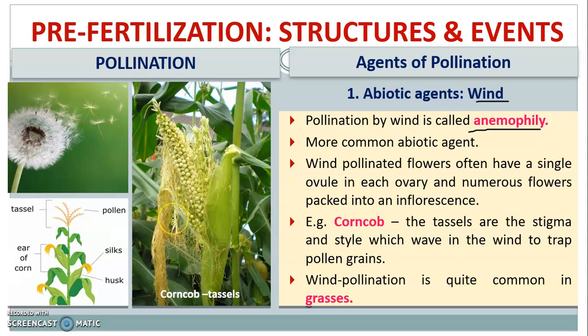Here I'm showing you some examples, like the corn cob. In the corn cob, the tassels are the stigma and style, which wave in the wind to trap the pollen grain. By this action they catch more and more pollen grain for the further process. Wind pollination is also very common in grasses, because grasses have very small, light, minute pollen grain, so it can easily transfer from the anther to the stigma.